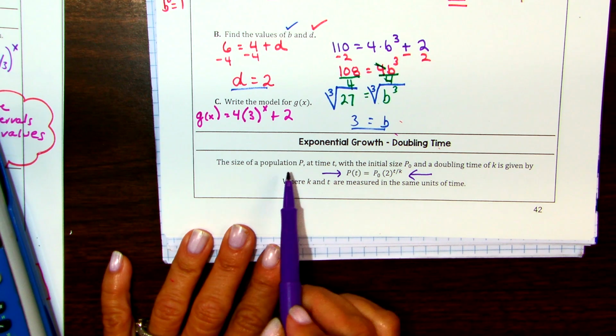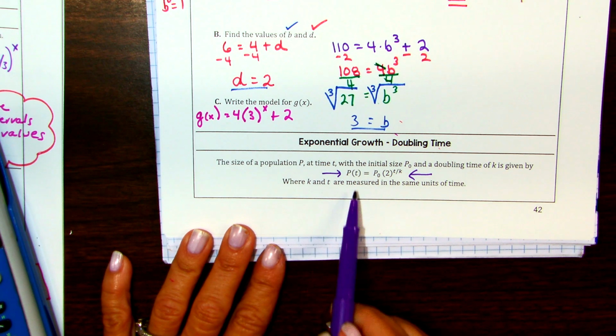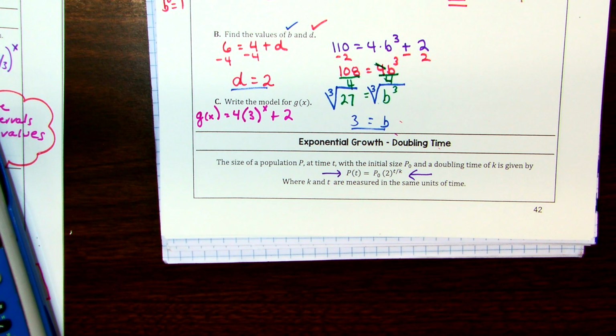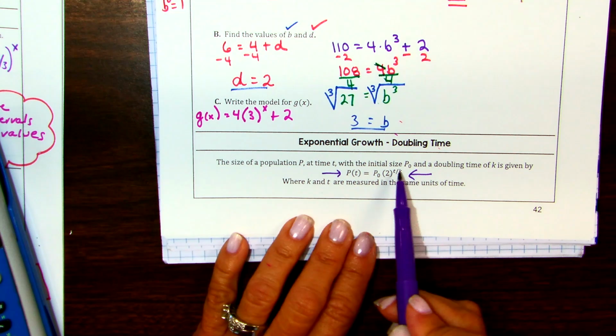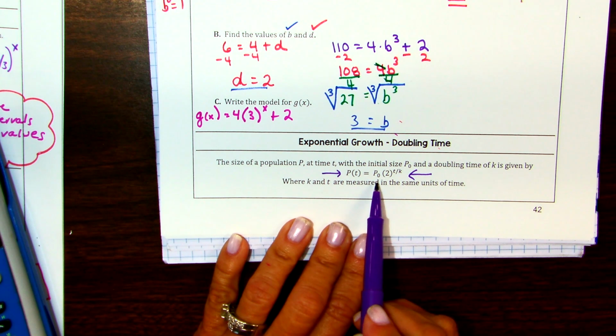So the size of the population at time t. P of t is the population of something, with the initial population P sub 0. That should make sense. It's in that A sub 0 spot, right? Our y-intercept would be P sub 0.